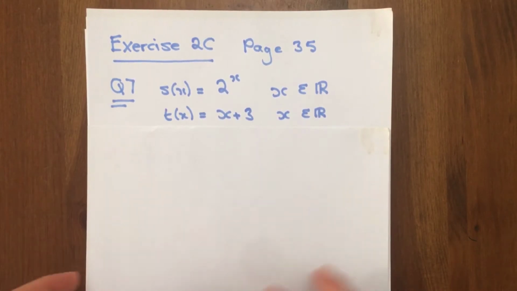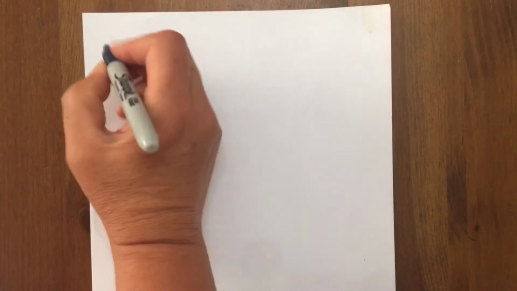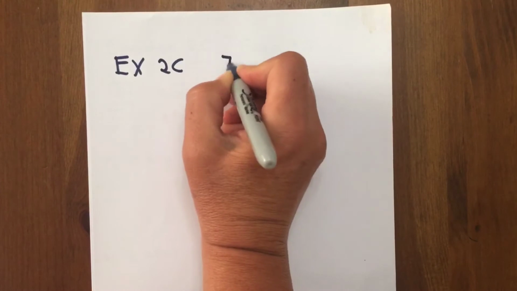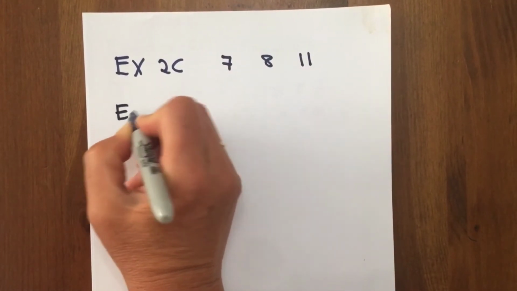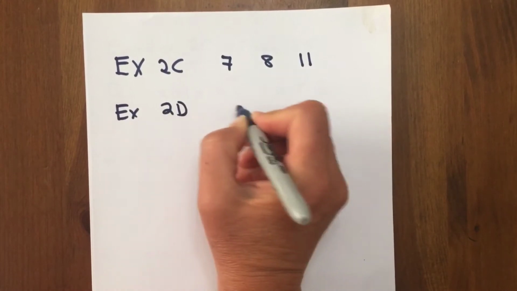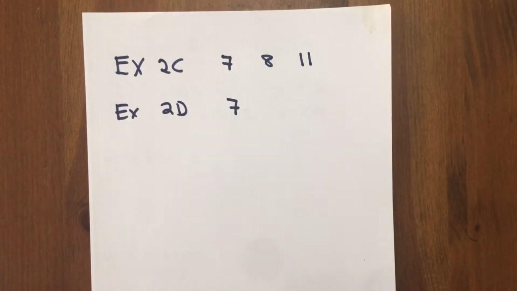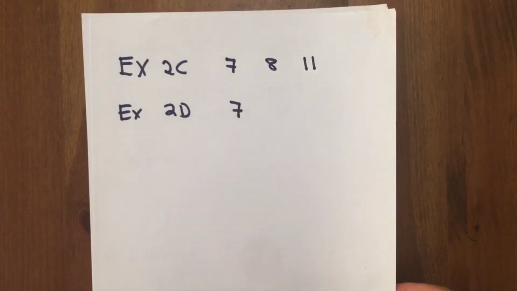Some of you have told me you're stuck on exercise 2C and 2D. So the questions I'm going to go through today from exercise 2C are questions 7, 8 and 11, and from exercise 2D, I'm going to go through question 7. If you've got any other questions, I'm very happy to make an extra PowerPoint. Just send them in to me.